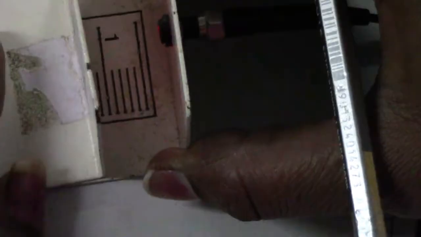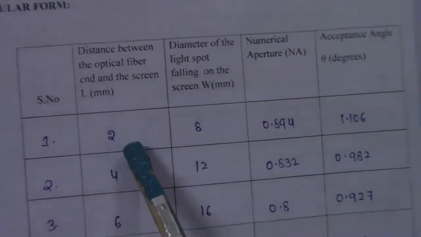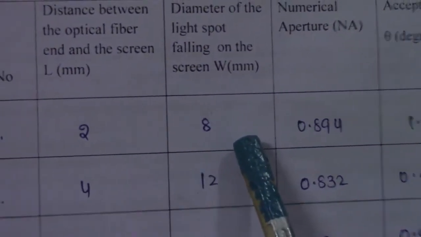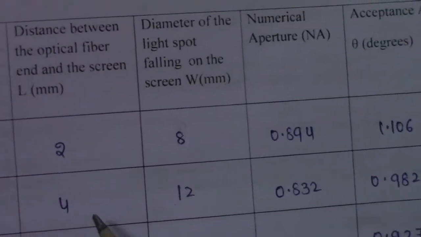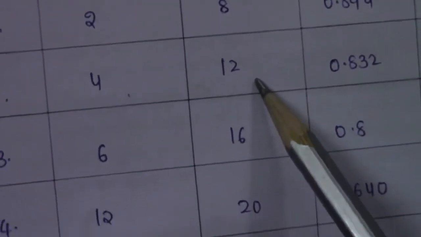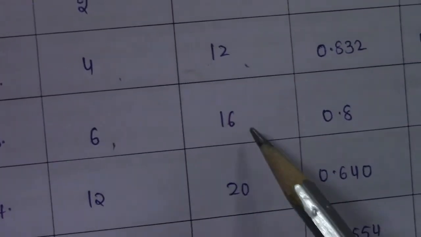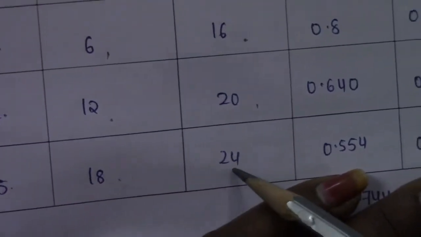Now again I am going to move for 12. So like that you are going to vary your numerical aperture scale on the jig. In a similar way, measure the L value and measure the W value. I have already taken those readings before this itself. So these are the readings. In this book I have started with 2 mm onwards. For 2 mm L I have 8 W value, for 4 mm L I got 12 W, and for 6 mm L I got 16 W value. For 12 mm it is 20, and for 18 it is 24.